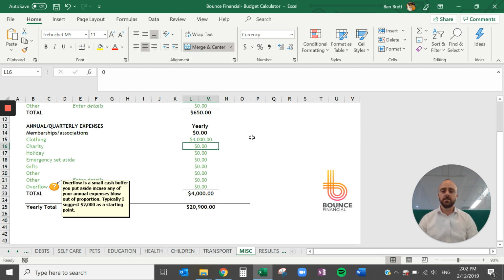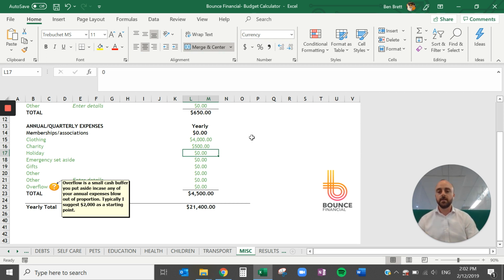Charitable expenses. So even if you're not regularly giving to charity, things will come up during the year, which means that you may be giving to charity, you may be asked by a friend to donate to Movember or something like that. So it's always worth at least putting some money in there. Obviously, if you are contributing on a monthly basis to charity, you'll be able to come up with a more set figure.